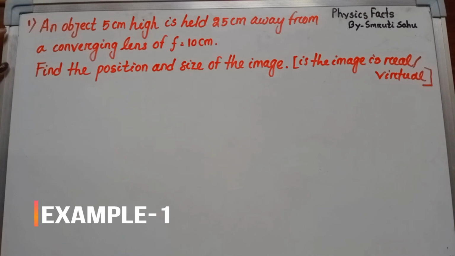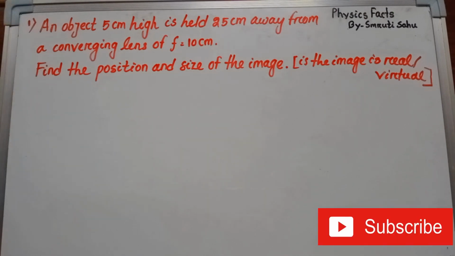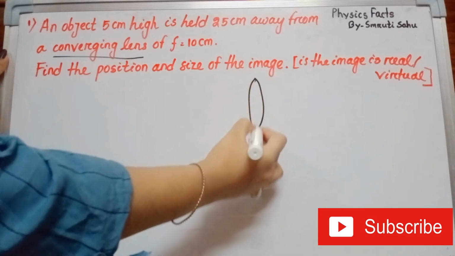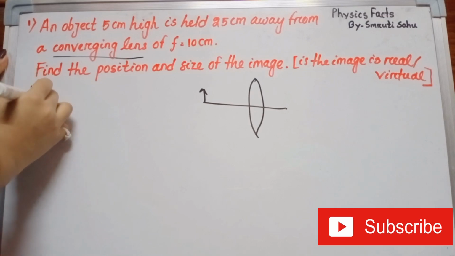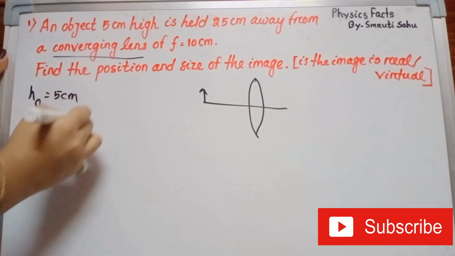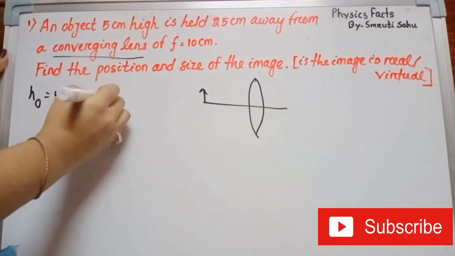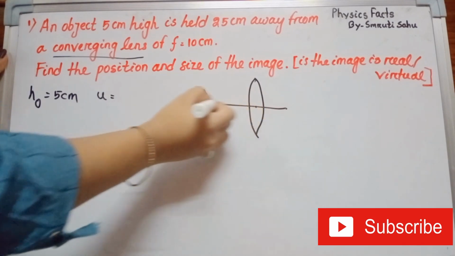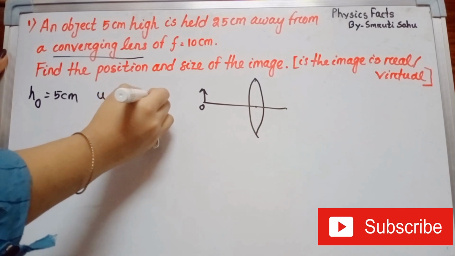Here is the question: an object 5 cm high is held 25 cm away from a converging lens. That lens is a converging lens. The height of the object is 5 cm, that means HO is 5 cm, and it is held 25 cm away from the lens. That means the object distance is 25 cm, and since we put the sign convention, that is minus 25 cm.